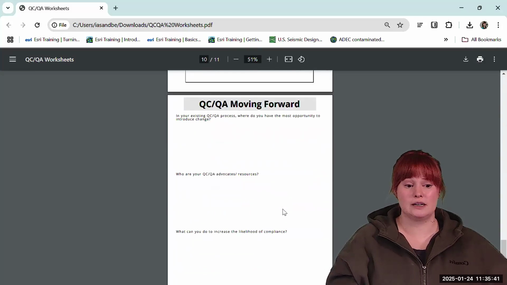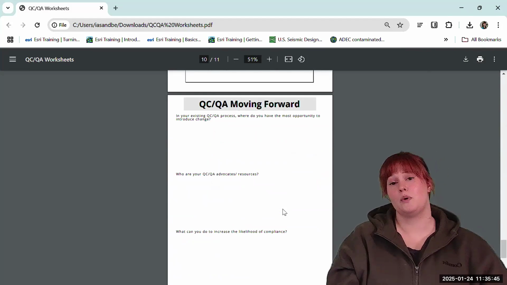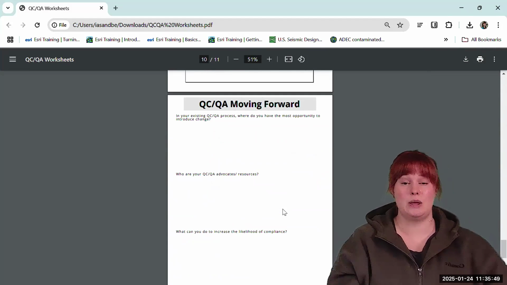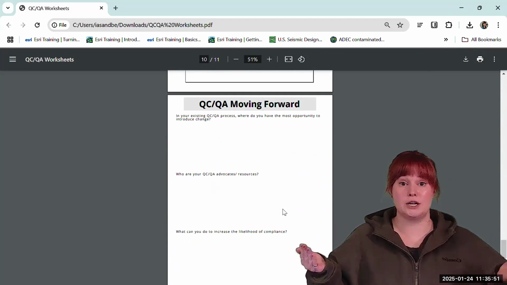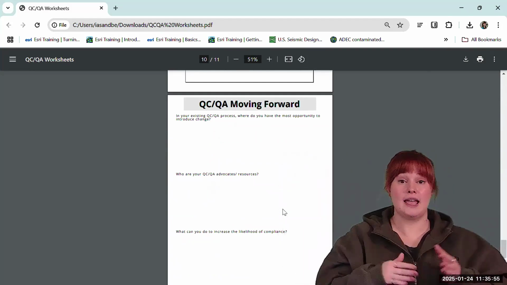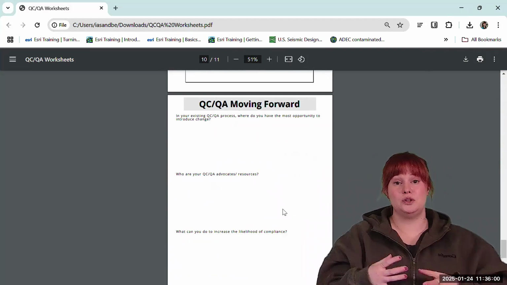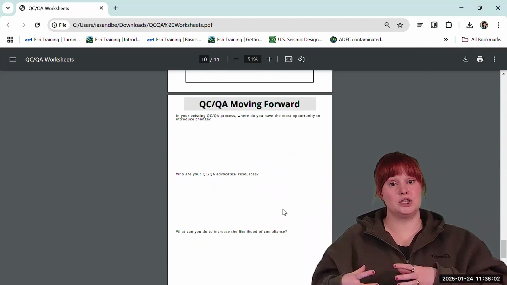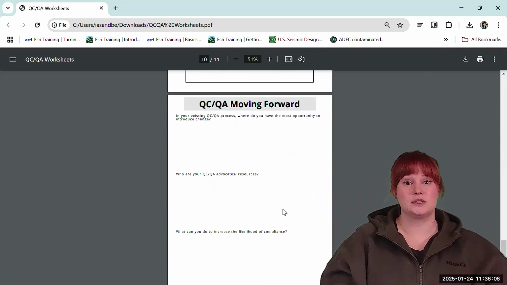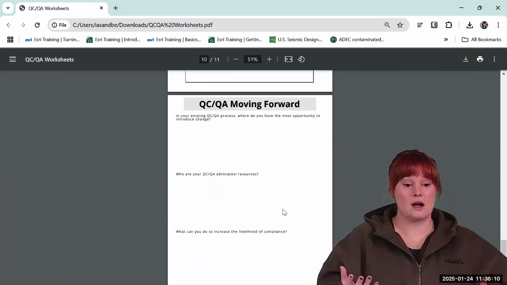So then moving forward, in your existing QC/QA process, where do you have the most opportunity to introduce some change? Maybe you are a project manager and say, on my projects going forward, here's what we're going to do. Maybe you're at a higher level and you can say, hey, everybody, this is the new thing. This is what we're doing. Maybe within your office, you can make some changes, but organization-wide, that might take a little bit more effort or time to adopt something. But what can you do right now?